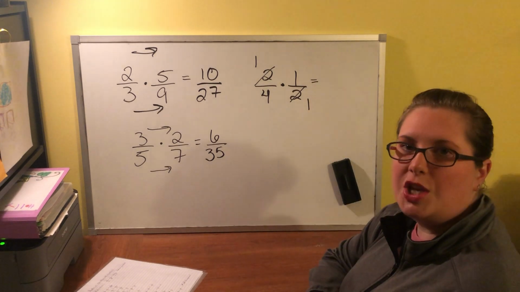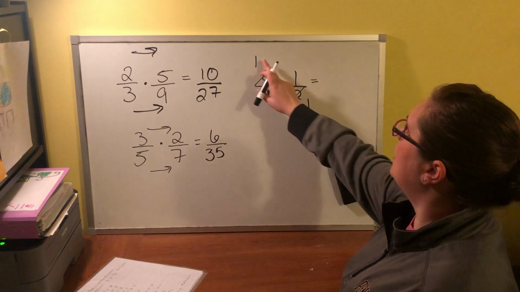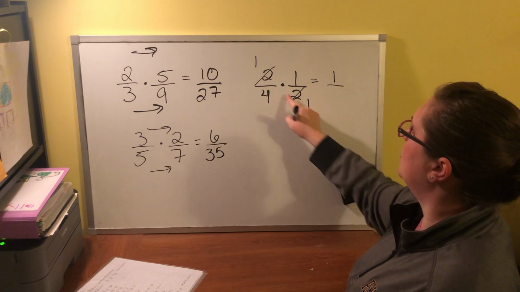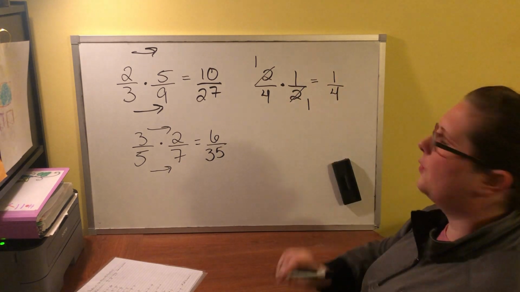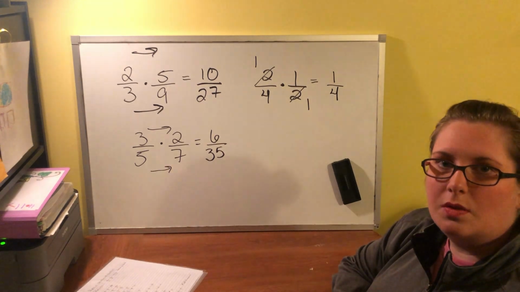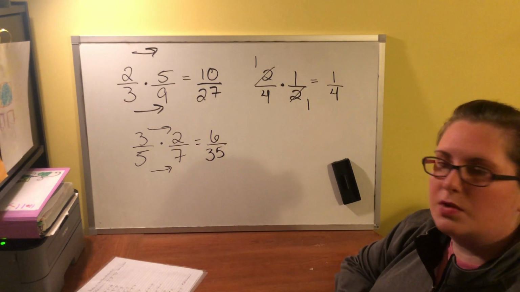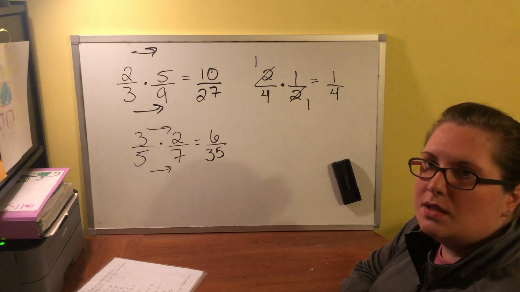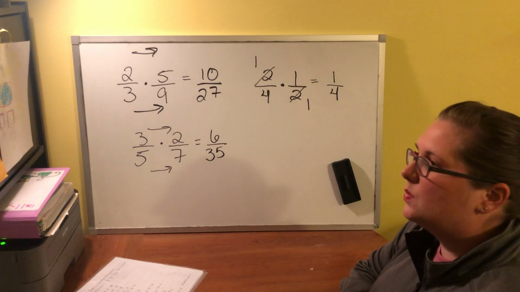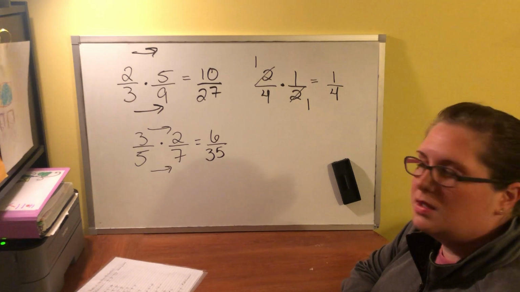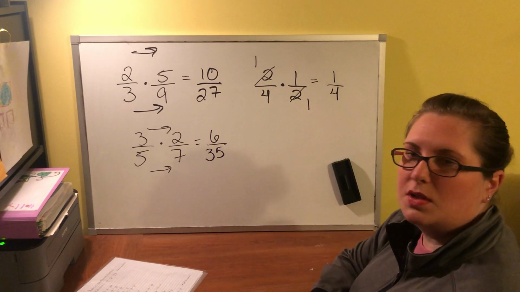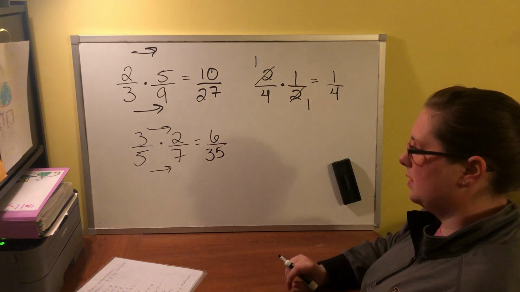So now we've just changed the problem. And we are now doing 1 times 1 is 1 over 4 times 1 is 4. And that answer is reduced. You don't have to do anything else to it. Okay, this is not the same thing as cross multiplication. That's with dealing with proportions, and we're not dealing with that yet. You're just reducing diagonally.